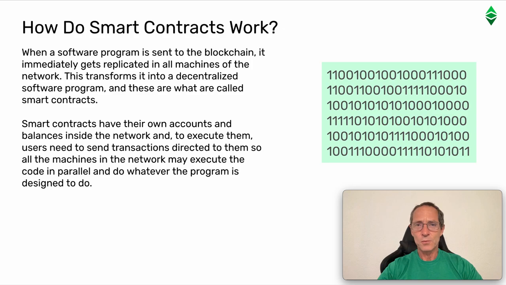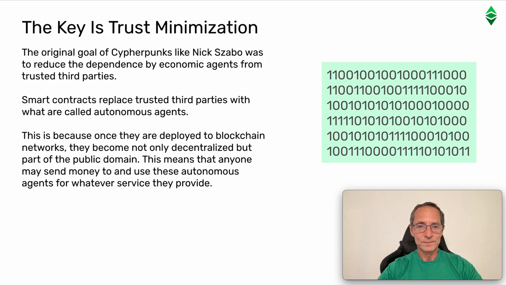How do smart contracts work? When a software program is sent to the blockchain, it immediately gets replicated in all machines of the network. This transforms it into a decentralized software program, and these are what are called smart contracts. Smart contracts have their own accounts and balances inside the network, and to execute them, users need to send transactions directed to them, so all the machines in the network may execute the code in parallel and do whatever the program is designed to do.